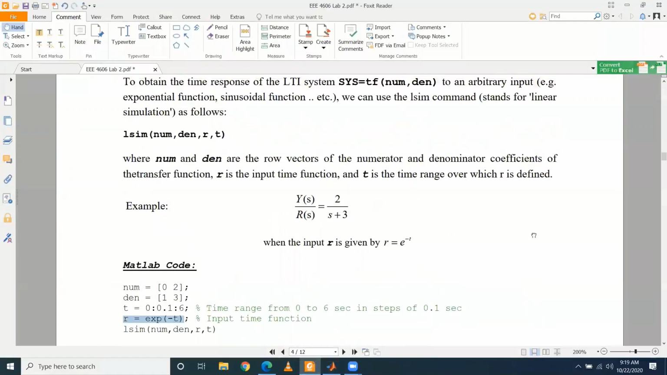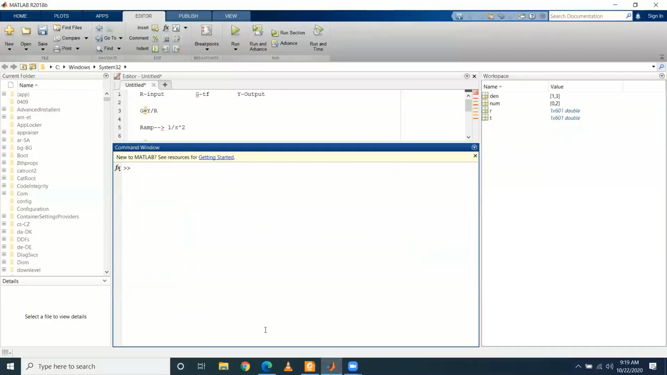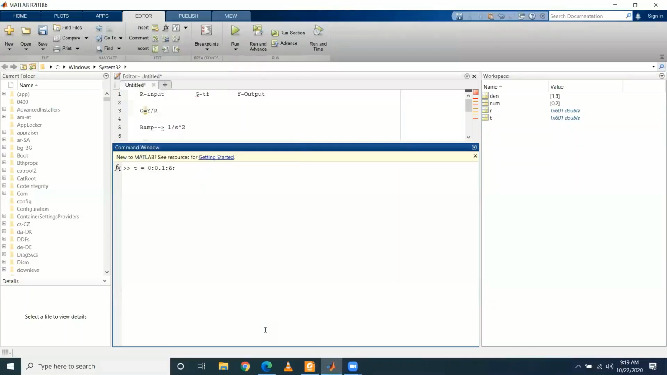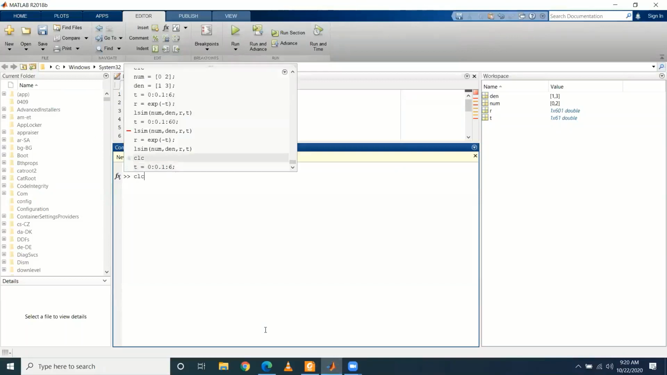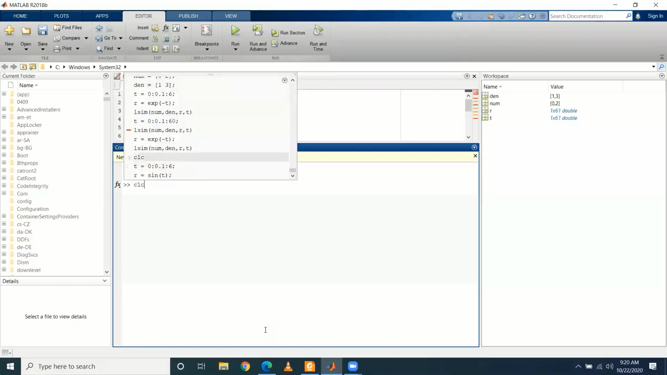So that is observing the response for any arbitrary input function. What if the input function is a sine function? Suppose let's make t 6 seconds again. Suppose r is, instead of e to the power minus t, just sine t. Then again use LSIM.